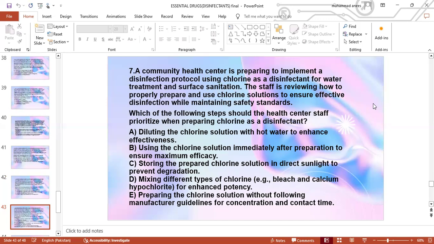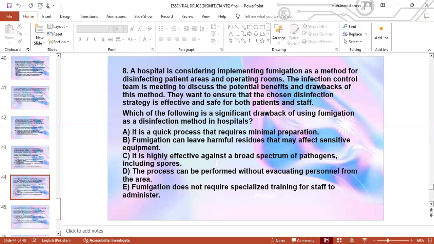A, diluting the chlorine solution with hot water to enhance effectiveness. B, using the chlorine solution immediately after preparation to ensure maximum efficacy. C, storing the prepared chlorine solution in direct sunlight to prevent degradation. D, mixing different types of chlorine like bleach and calcium hypochlorite for enhanced potency. E, preparing the chlorine solution without following manufacturer guidelines for concentration and contact time. B is the correct answer, using chlorine solution immediately after preparation to ensure maximum efficacy. Yes, B.